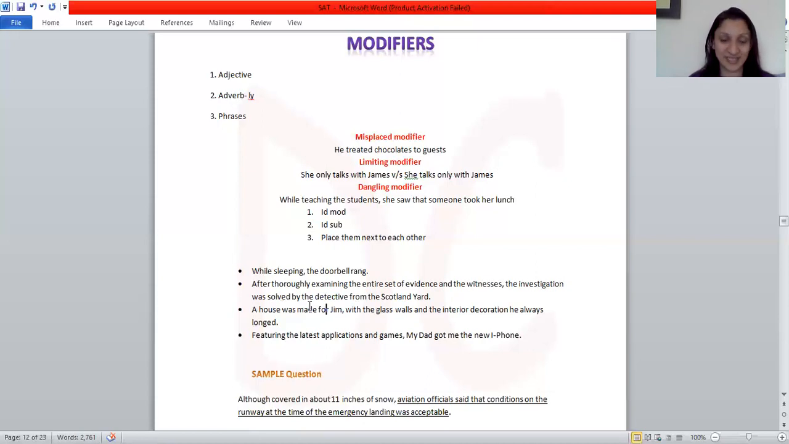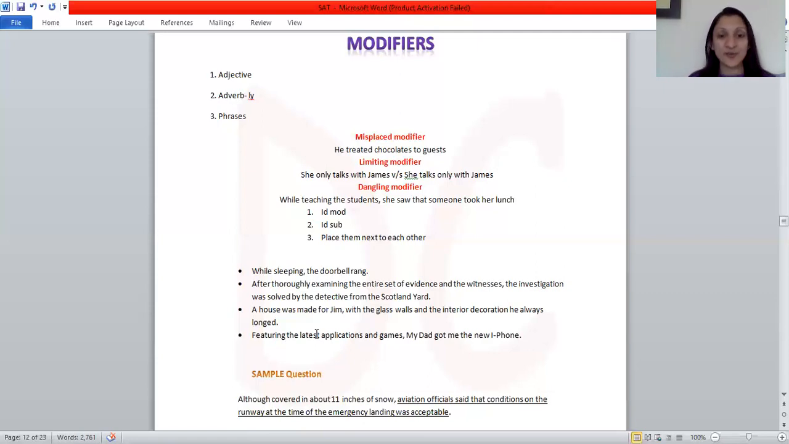So the correct way of writing this would be, think yourself first and then hear me out. The correct way is: the house with the glass walls and the interior decoration Jim always longed for was made for him. Okay, I'll repeat this. A house with the glass walls and the interior decoration Jim always longed for was made for him. Okay, now no modifier error.